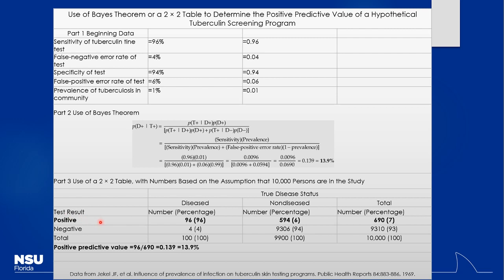But remember, you're going to have a relatively high false positive error rate because it's such a low prevalence. And so you end up having 594 people that did not have the disease that still test positive, right? So when you take that 96 divided by that 690, the total number of people with positive results, only 13.9% of people would actually have the disease. So based off of this information, if you had a patient who took this test and they tested positive, would you immediately conclude that they have TB? No, the odds are just not in your favor in those cases. It's much more likely they do not have the disease.